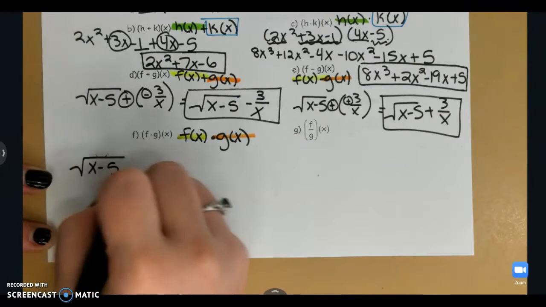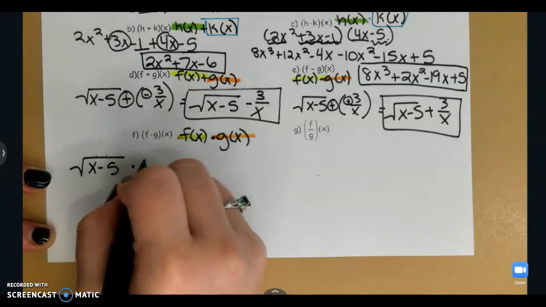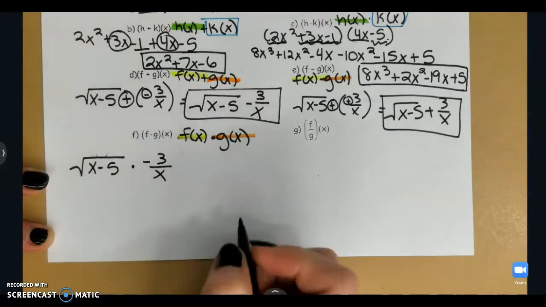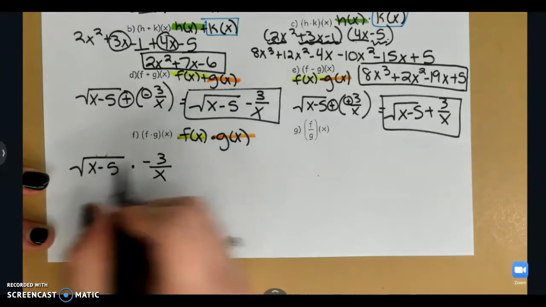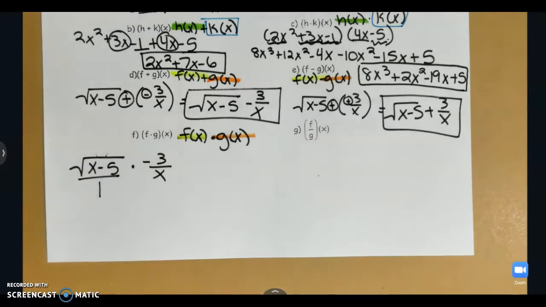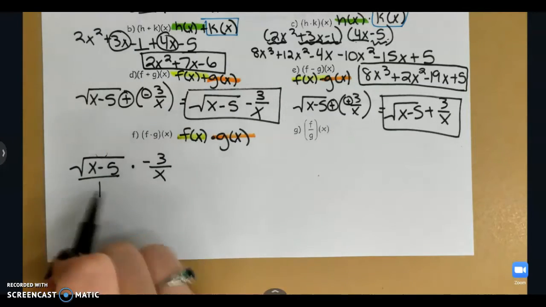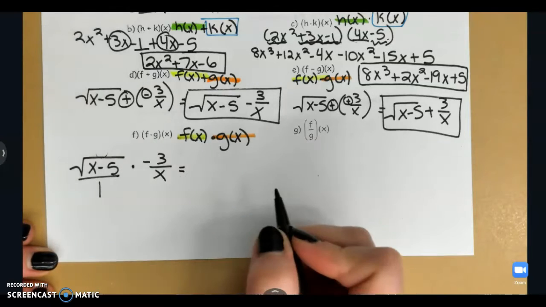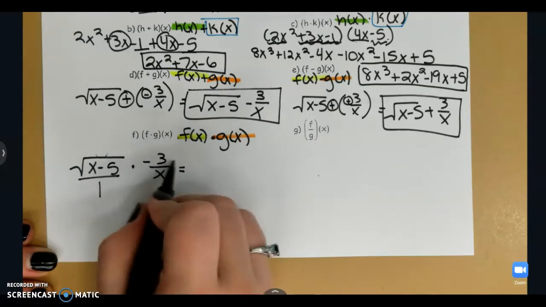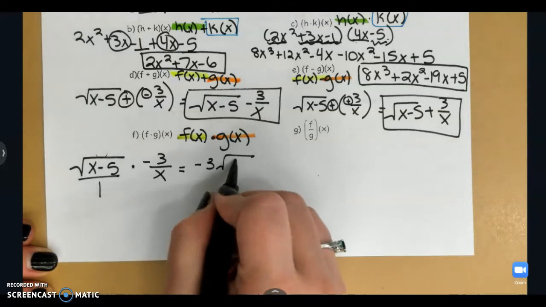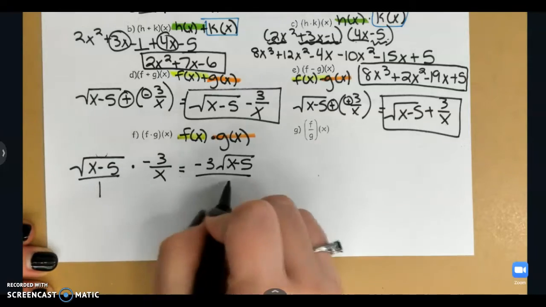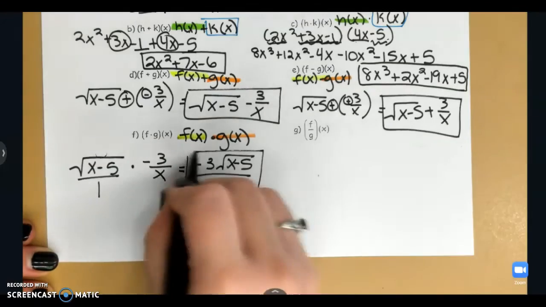X minus 5 square root times negative 3 over x. Now this is the same thing as the square root of x minus 5 over 1, so visually this makes it easier to understand how I'm going to multiply. And I'm just going to make this two fractions, so top times top and bottom times bottom. And we're just going to leave it like that.